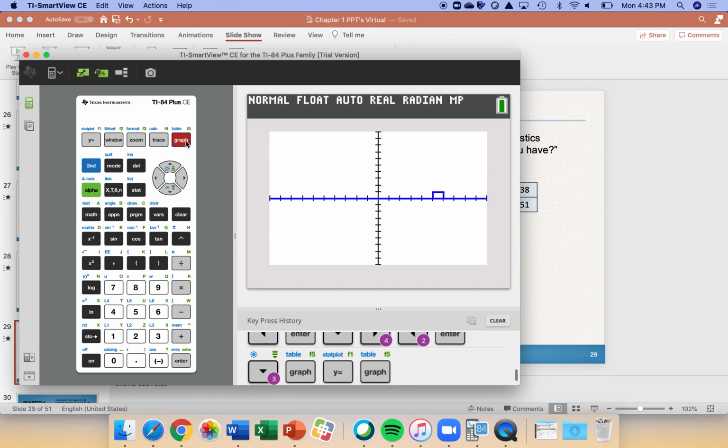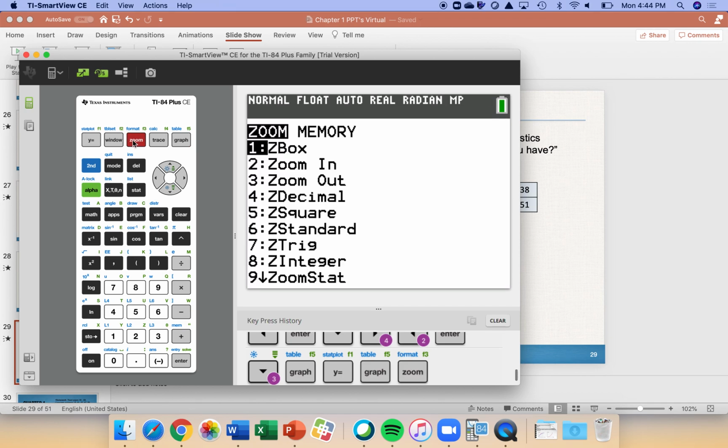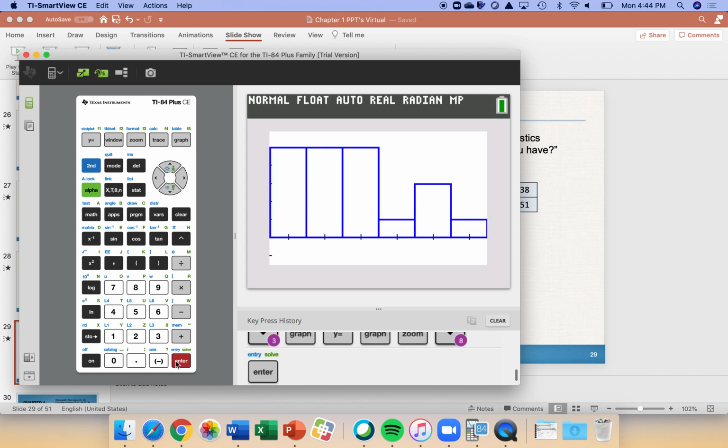A TI-84 has this great function where you can change the window without trying to mess around with it. If you hit zoom, you'll have all these zoom options. Because we are in stat plot, we're going to go down to number 9, which says zoom stat. And it's going to fit your window to the data that you have for your stat plot. So when you hit zoom stat, boom, you see a histogram.